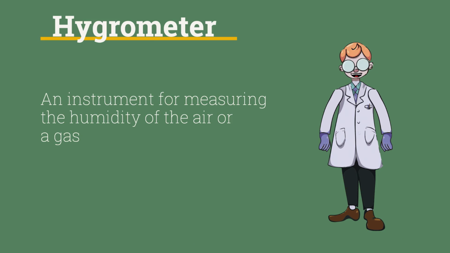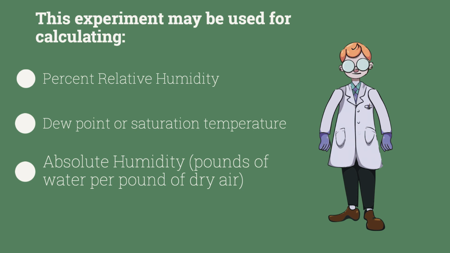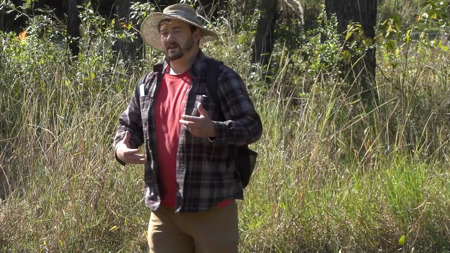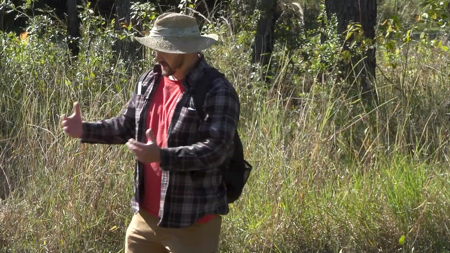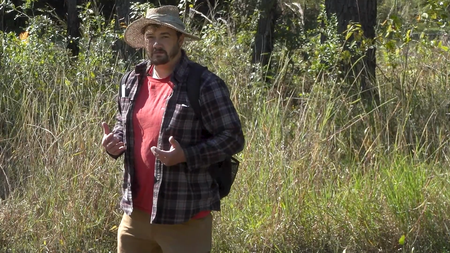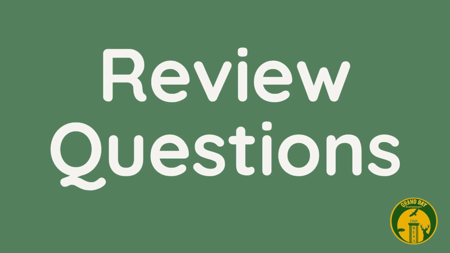A hygrometer is an instrument used to measure the humidity of the air or a gas. When I look at humidity, that could tell me a lot of different factors. This experiment may be used for calculating percent relative humidity, dew point, or saturation temperature in absolute humidity. Absolute humidity is measured using the pounds of water per pound of dry air. You start integrating math into that, and then that's a good thing because then I get my math aspect of STEAM.